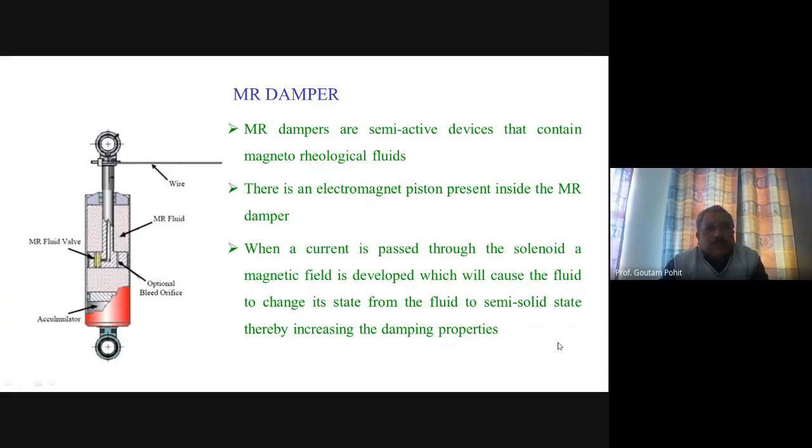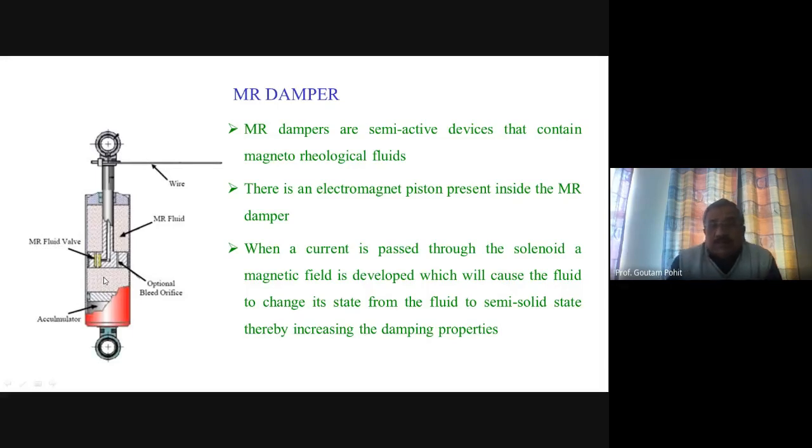Now, this is a figure of the MR damper which is generally used in automobiles. You see that there is an electromagnetic piston inside the MR damper. This is the piston. And this is the MR fluid valve we have talked about. Whenever the piston moves down, the fluid from this chamber will go to the other chamber through these valves. And here we put the magnetic field, so that the stiffness and the friction can be increased to a great extent, so that more energy is dissipated.